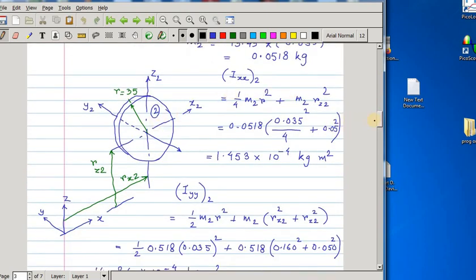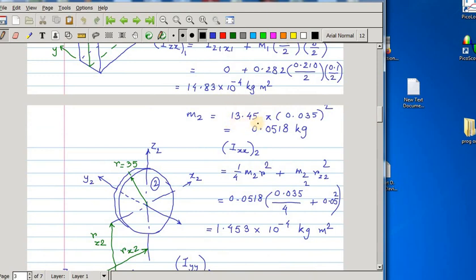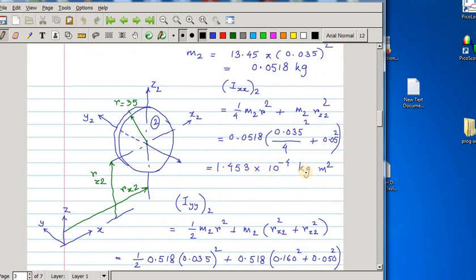Now for this 2, the mass is mass per unit area into area. So this is the mass. Ix2x2 you know is 1/4. Ixx of 2 is Ix2x2, which is 1/4 m2 r square, plus you have to shift it to here. So x, this square, from here to the center of mass, rz2 square you have to add, and this is the moment of inertia. And Iy2y2 is the summation of these two.